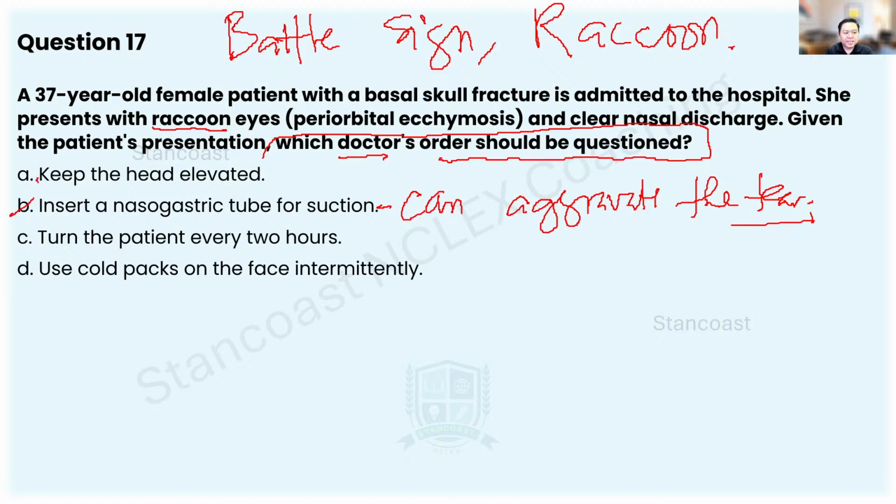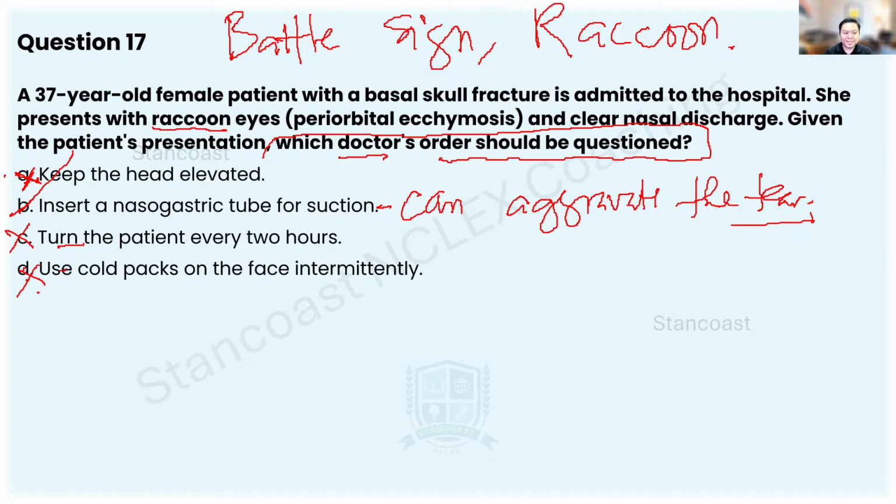If you're going to put the head of bed elevated, yeah, that's a good intervention. So we are not selecting that one. We are selecting that order that can potentially harm our patient. If you're going to turn the patient every 2 hours, that's a good intervention. We are eliminating that one. The application of cold packs on the face intermittently in order to reduce the swelling or the pain, then we can also include that in our nursing care. So never question that one. We are only questioning the insertion of the nasogastric tube placement because of the patient's basal skull fracture.